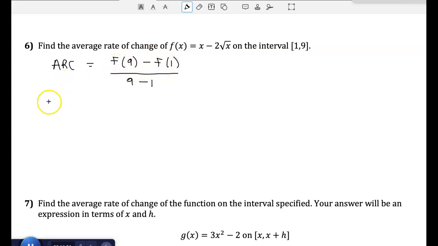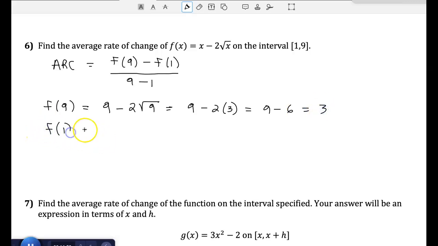And how do we compute that? Well, what's f of 9? You simply substitute 9 in for x into the function equation. So it's going to be 9 minus 2 times the square root of 9, which is 9 minus 2 times 3, which is 9 minus 6, which is equal to 3. And f of 1 is just going to be 1 minus 2 times the square root of 1, which is 1. So it's just 1 minus 2, which is negative 1, right?